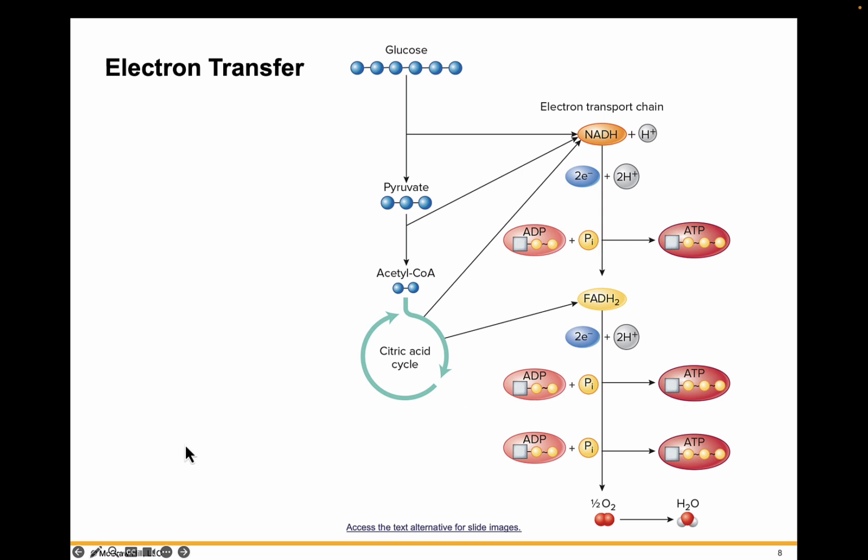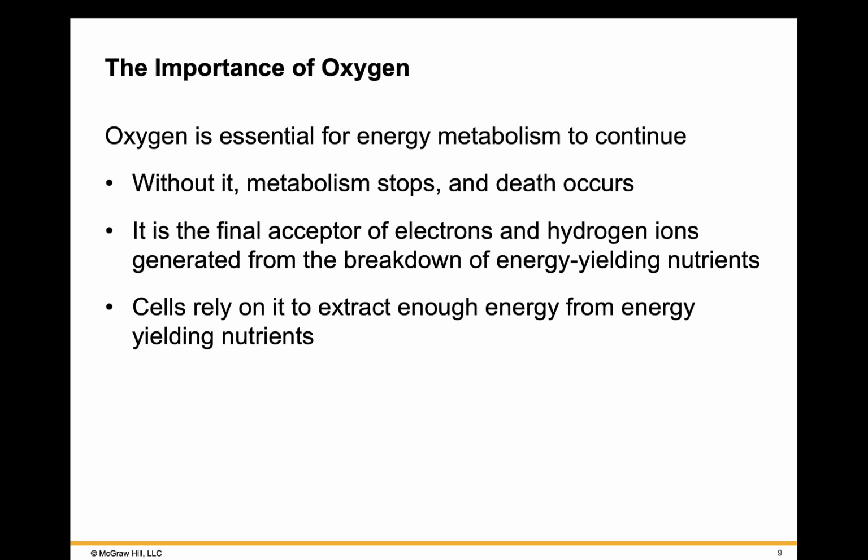So the role of oxygen here is the final electron acceptor, and we see the formation of water. Now, we want to describe oxygen as the final electron acceptor. Oxygen is essential for metabolism energy to continue. Without it, metabolism will stop and death will take place. It is the final acceptor of electrons and hydrogen ions generated from the breakdown of energy-yielding nutrients. And basically, cells rely on this to extract enough energy from energy-yielding nutrients.